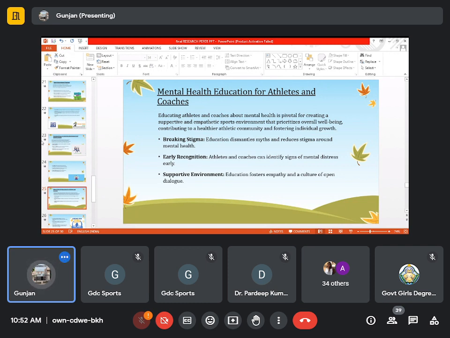Breaking stigma. The first thing is we have to break stigma, as education dismantles myths and reduces stigma around mental health. Early recognition, पहले से ही recognize करना है that athletes and coaches can identify signs of mental distress early. Sports environment education fosters empathy and a culture of open dialogue.